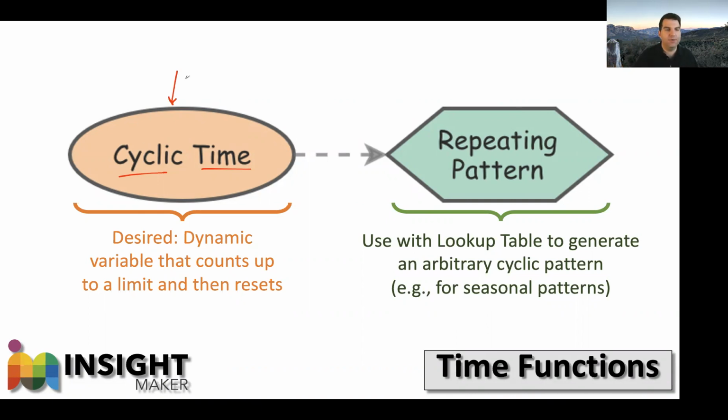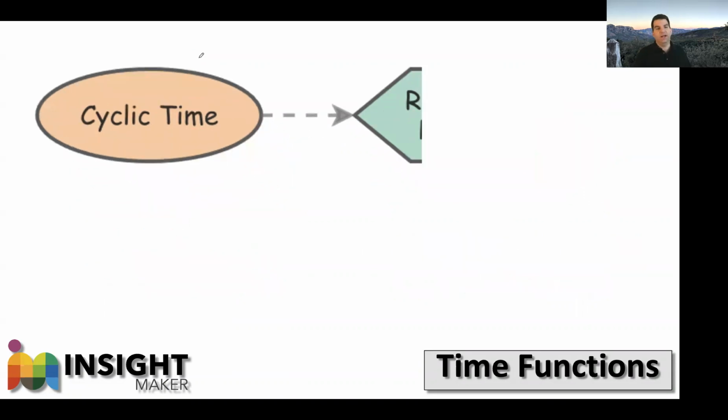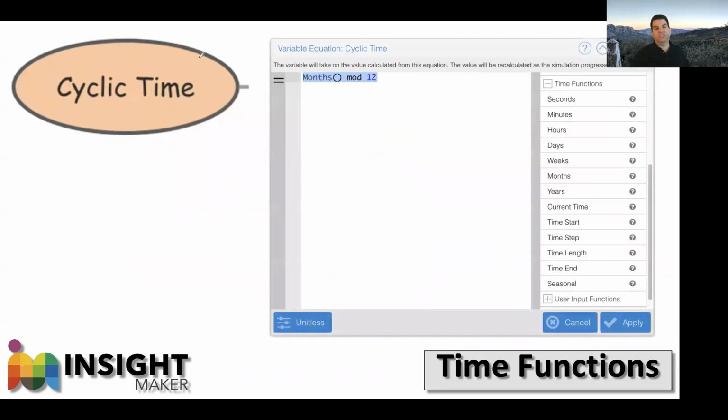So the real question is, how do I generate this cyclic time? There is a particular operator inside Vensim and Insight Maker that allows us to do that. It is called a modulo operator, or the modulus operator. So you can go into Insight Maker, and when I create this variable, I hit the little equal sign up here that shows up when my mouse goes over it. That is going to pop up the equation for this variable.